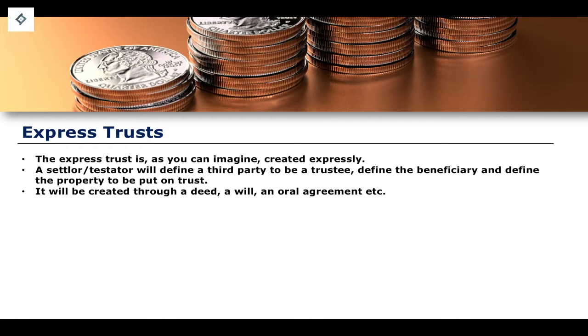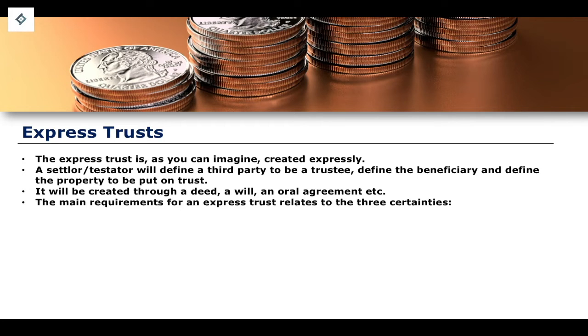They will then also define a beneficiary, and then they will also define the property to be put on trust, and all the other various intricacies in relation to some kind of trust agreement, i.e. the kind of powers that are going to be granted to the trustee specifically. Like I said here, it is created expressly, which means it's either created through some kind of deed, a will, a contract, or maybe even an oral agreement.